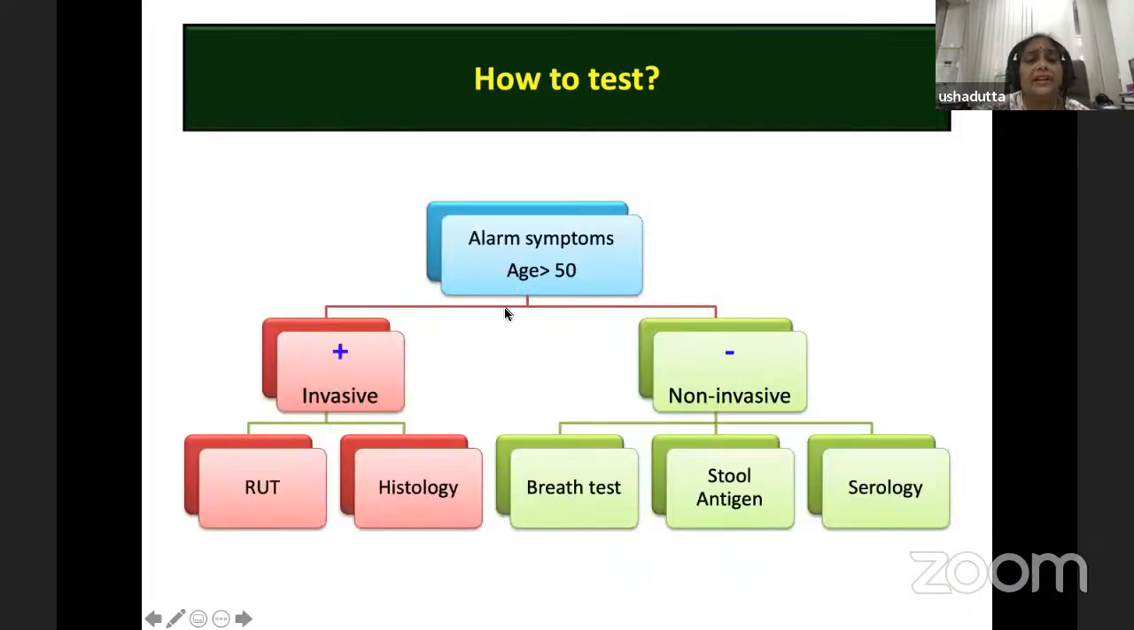So whom to test and how to test? If age is more than 50 or 40, you can use an invasive test like upper GI endoscopy, rapid urease test with histology. And if age is less than 50 and there are no alarm symptoms, you use a non-invasive method like breath test, stool antigen, and serology.